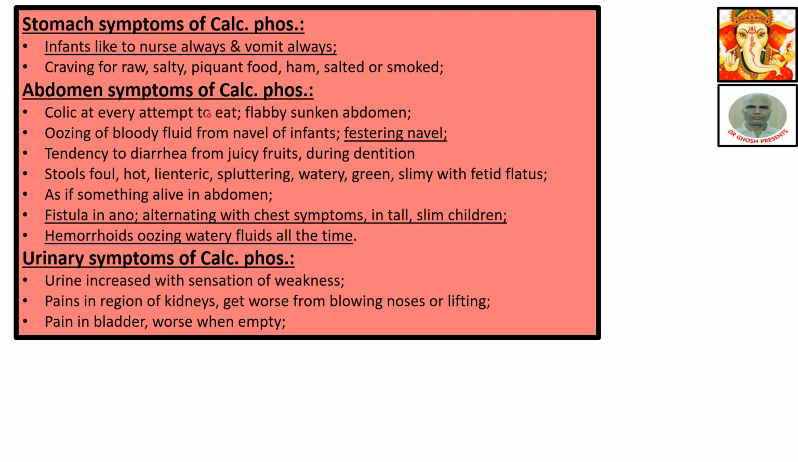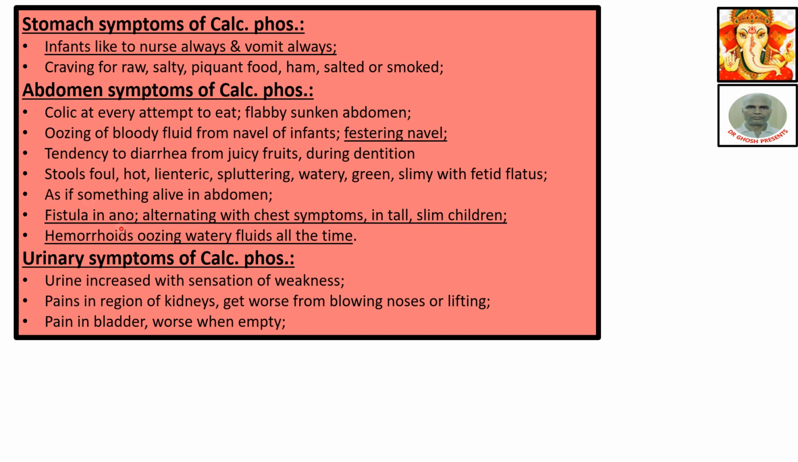Abdomen symptoms of Calcarea phos: colic at every attempt to eat, flabby, sunken abdomen, oozing of bloody fluid from navel of infants, festering navels. Festering means an ulcer that is not healing. Tendency to diarrhea from juicy fruits during dentition. Stools foul, hot, lienteric. Lienteric means containing undigested food particles. Spluttering, watery, green, slimy with fetid flatus, as if something alive in the abdomen. This is a sensation.